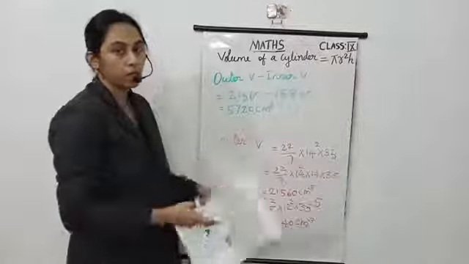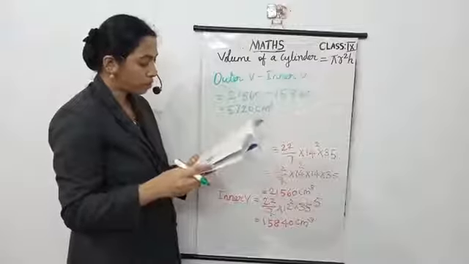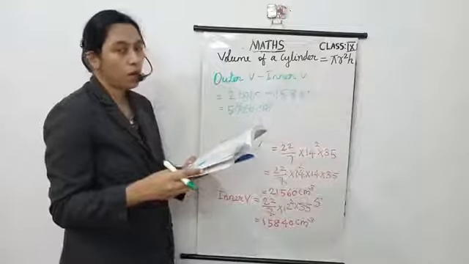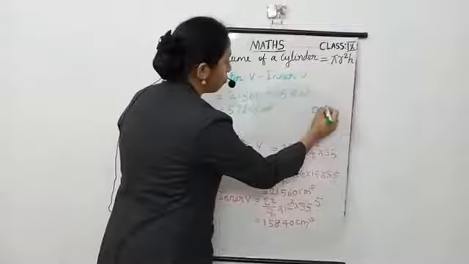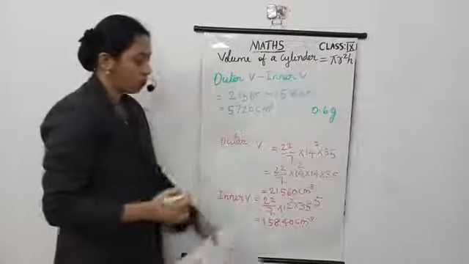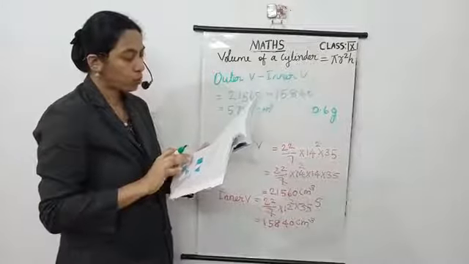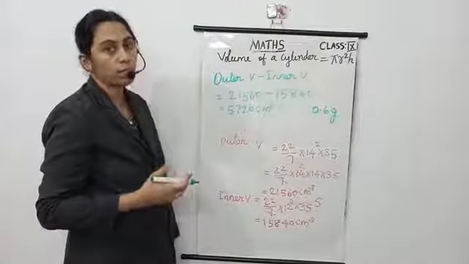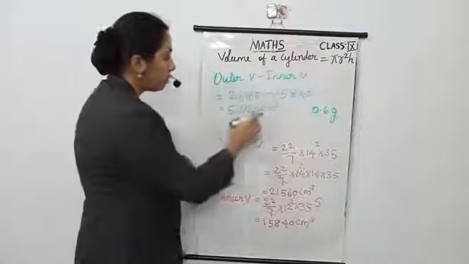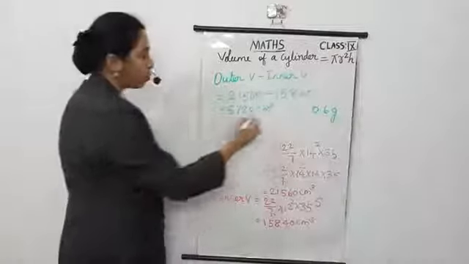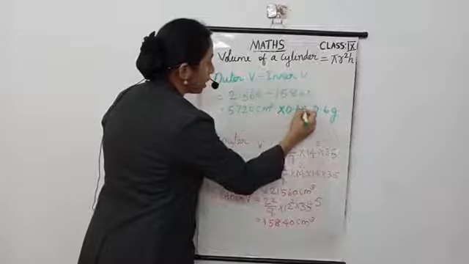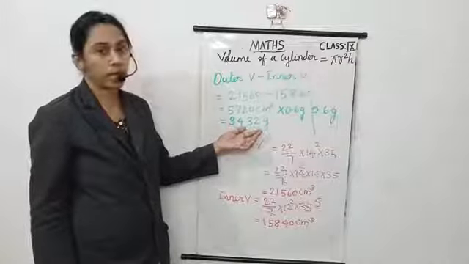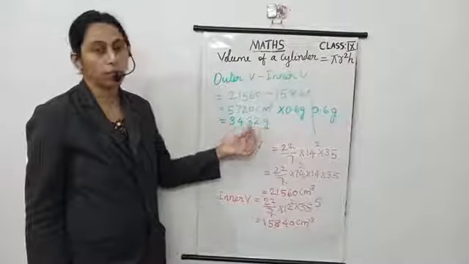5,720 centimeter cube. Now in the question, find the mass of the pipe if 1 centimeter cube of wood has a mass of 0.6 gram. So here we have 5,720 centimeter cube wood. So 1 centimeter cube is 0.6 gram. So multiply with this number, we get total mass. After multiplication we get 3,432 gram. So this is the mass of the pipe.